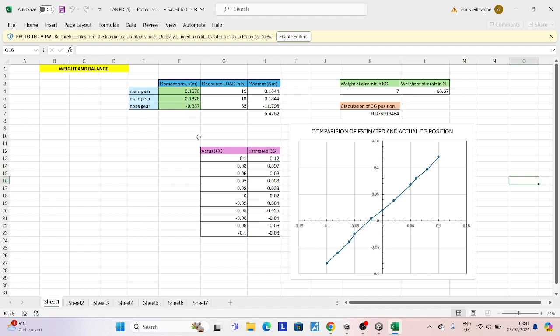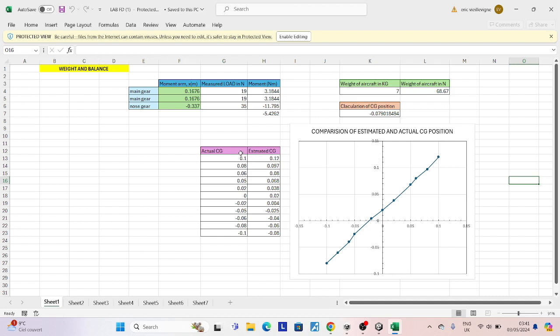By changing the center of gravity position, we can measure the load for each wheel. From there, we can calculate the moment and the total moment. We know that the aircraft weighs 7 kg, so we convert it into a force. With the weight in newtons and the total moment, we can calculate the center of gravity.